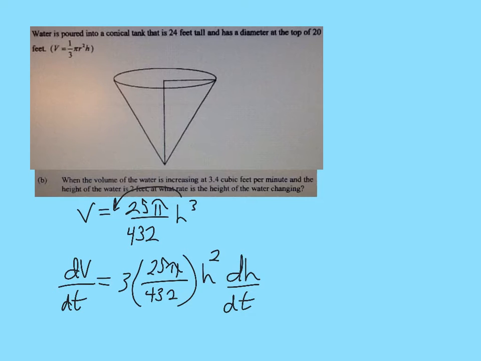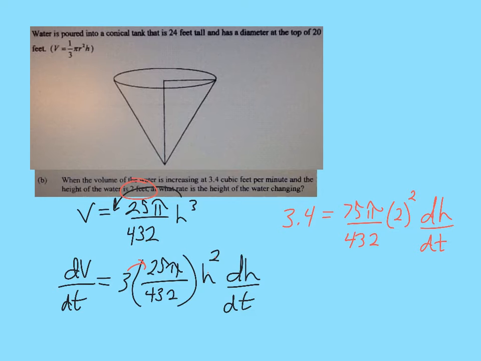Let's fill in a couple of the pieces that we know. So I'm going to fill in now 3.4 for the volume increase, and I'm going to multiply that part together, so I'm going to get 75 pi over 432, and the height of the water is 2 feet, so I'm going to put in a 2 here, square that, and dh/dt. So now it's really just a calculator question.